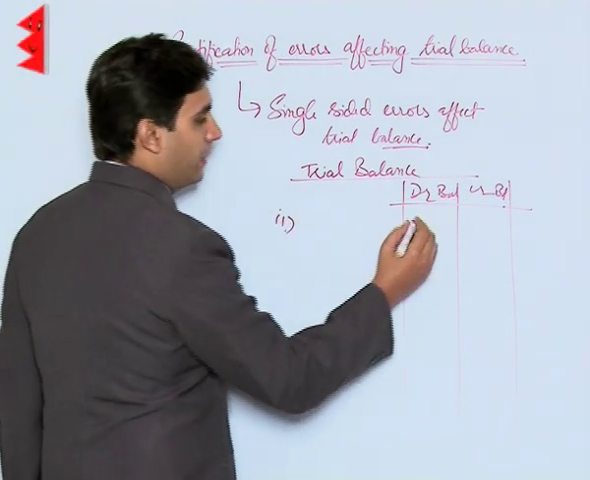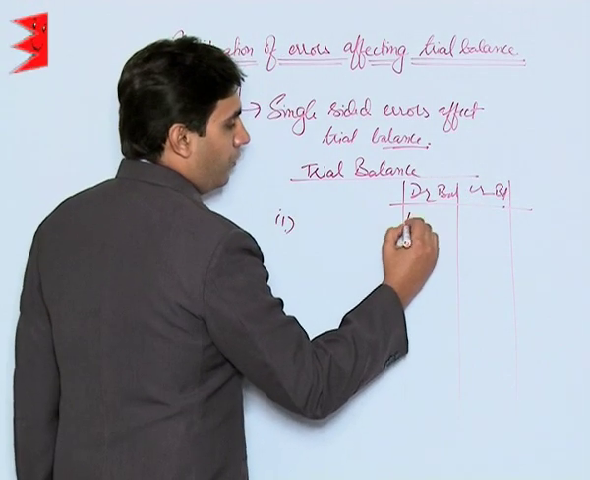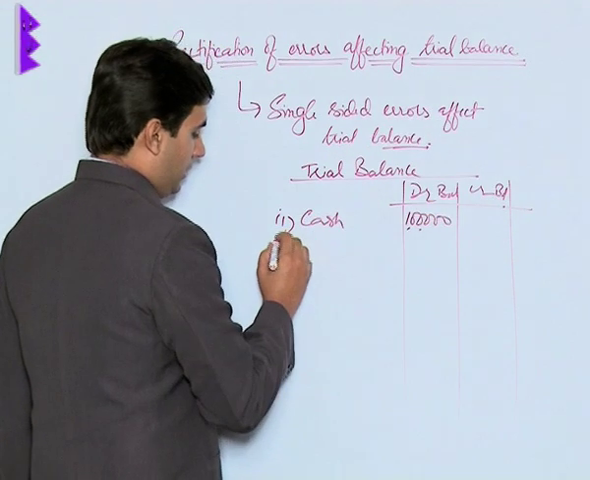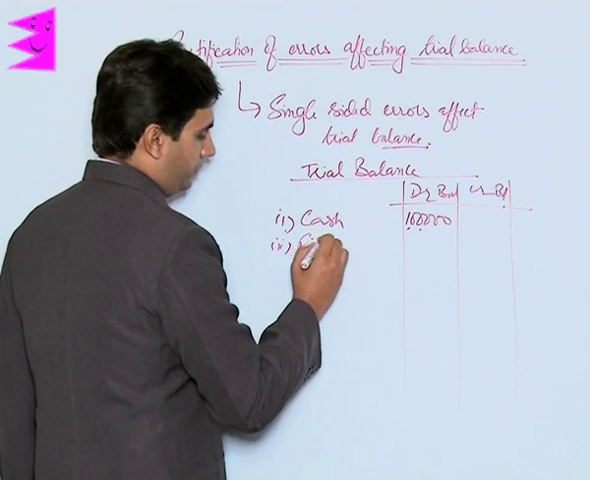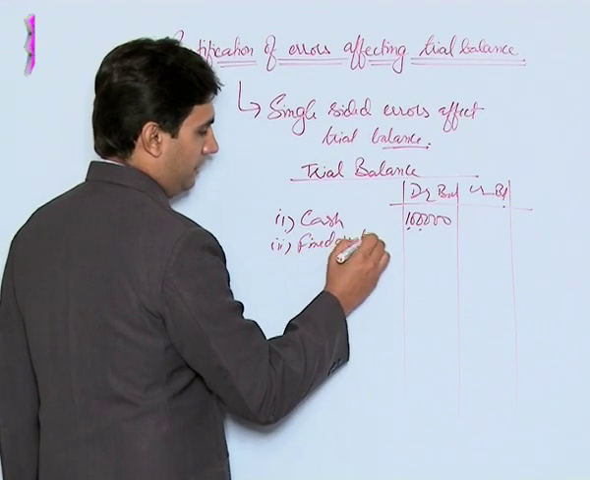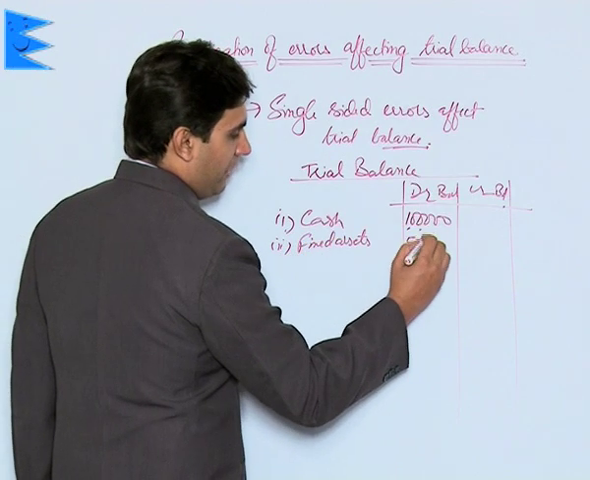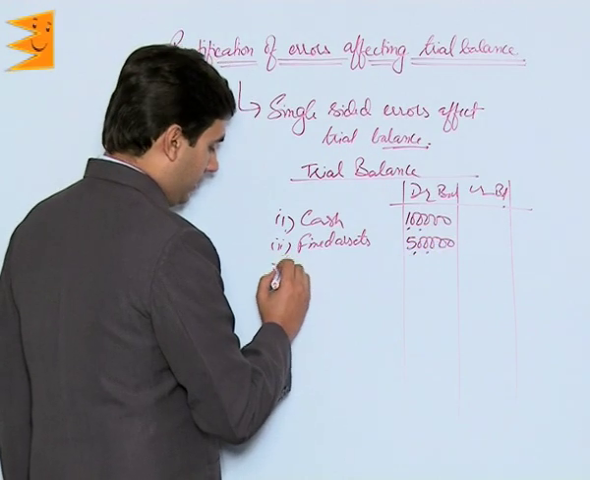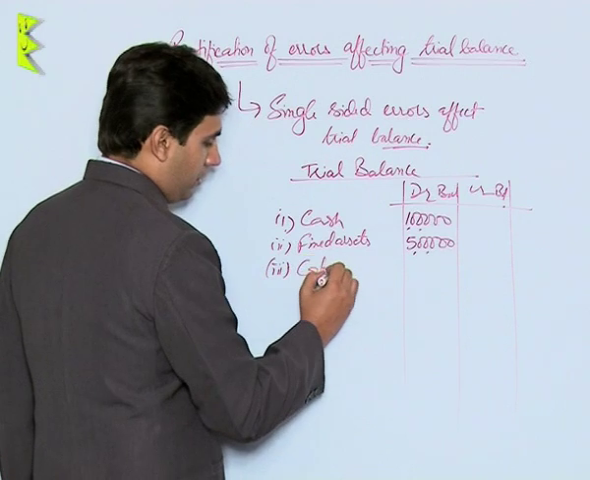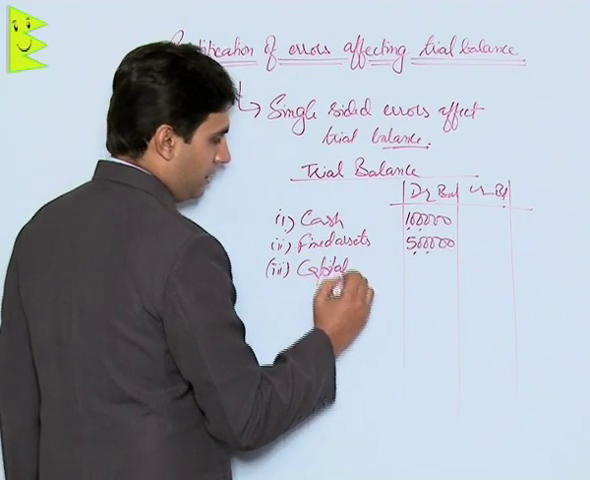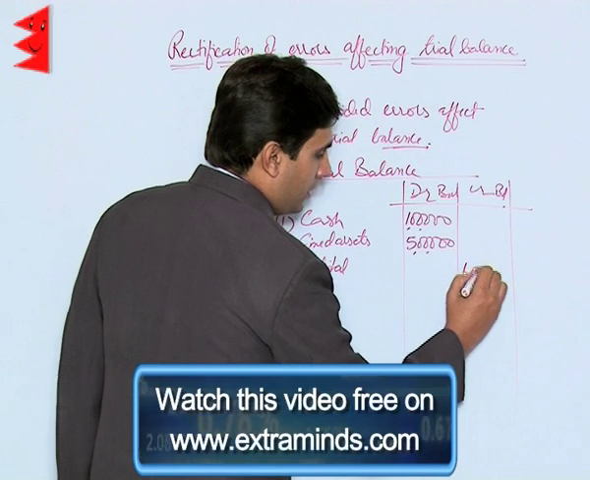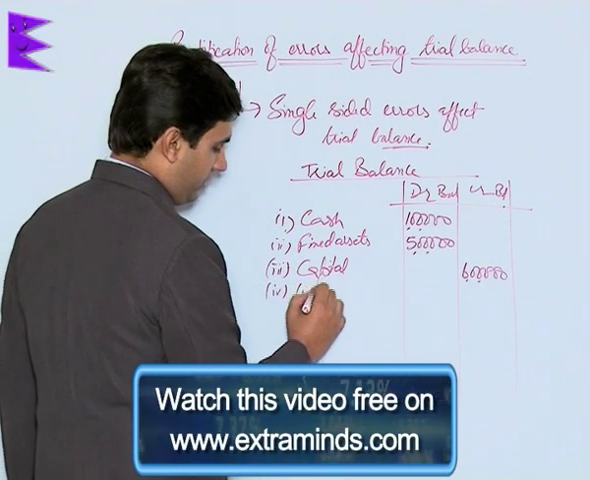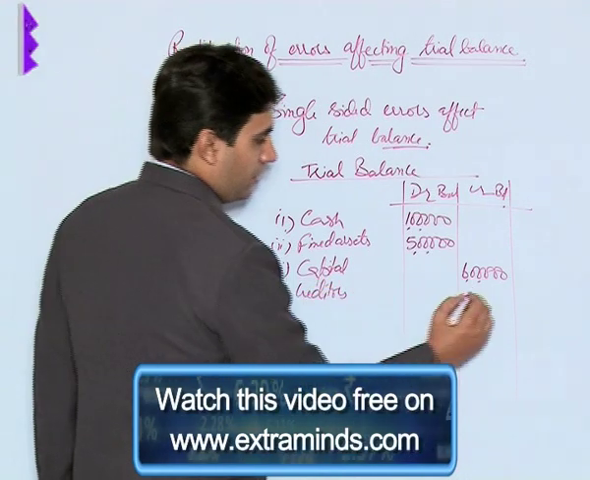Account number 1 has a debit balance of 1 lakh. Let's say it is cash account. Then we have fixed assets account. Assets usually have debit balance. So it is 5 lakh here. These are assumed figures. Then capital. Capital has credit balance of rupees 6 lakh. Then let's say we have creditors. This is 20,000.